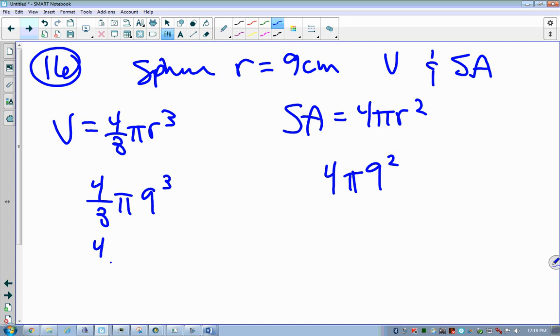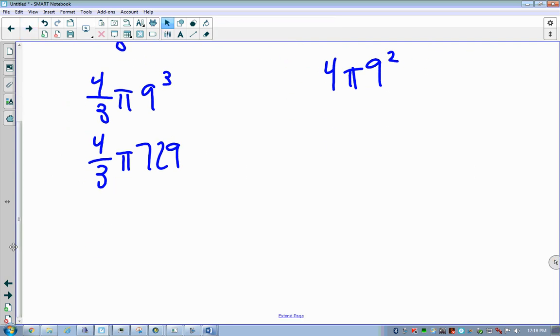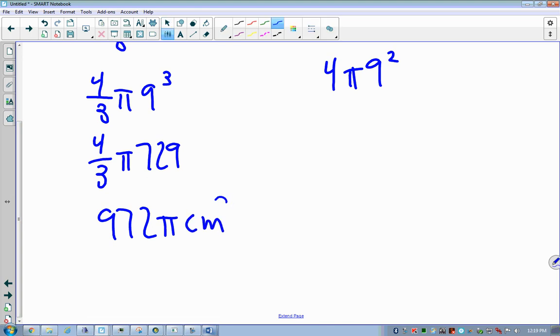All right, so 4/3 pi, we need 9 cubed. 9 times 9 times 9, or 81 times 9. Okay, that gives me 729. And now we need 729 times 4, and then divided by 3. Times 4 is 2,916. Divided by 3 comes out to 972 pi. We want to check our units so we don't miss points on that. Centimeters. We're talking about volume, so we're cubed.